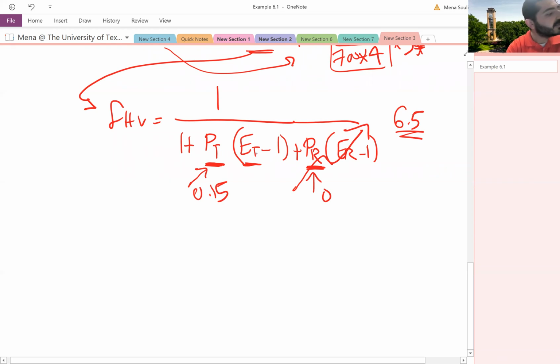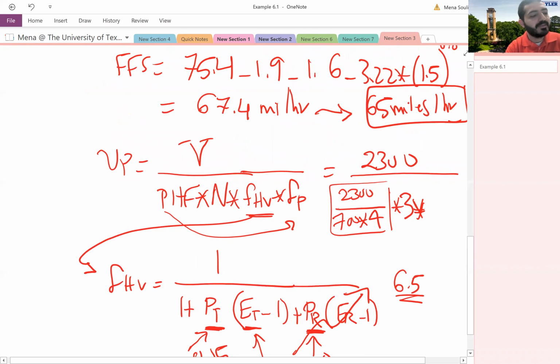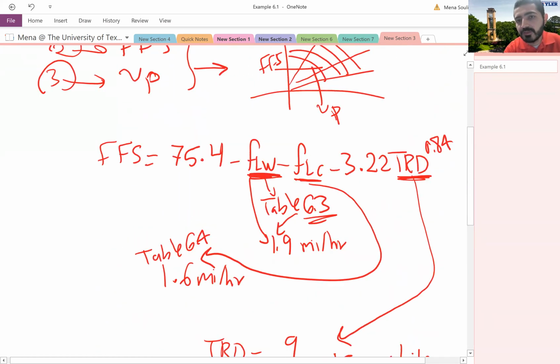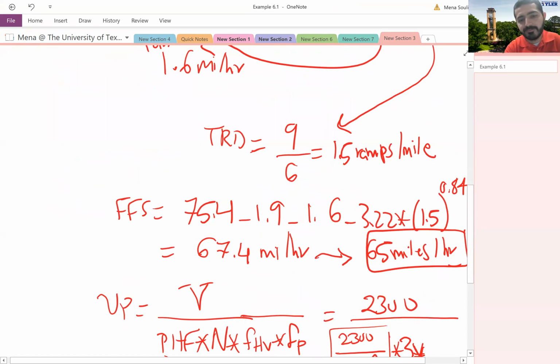Where do we get the ET? ET, we get it from the table. ET from table 6.5. Basically, it's a small table. It depends on the type of terrain on this freeway. Is it level terrain, rolling terrain, or mountainous? We were told it's a rolling terrain, and therefore ET in this case, based on table 6.5, is 2.5. So ET is equal to 2.5.